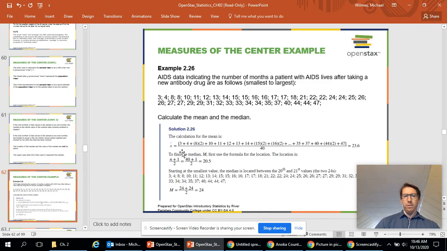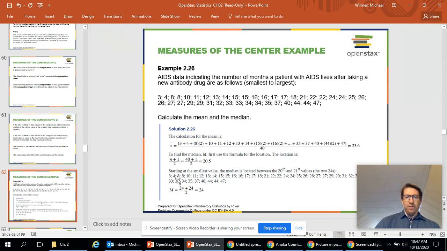So here's some work showing how to find the mean. We add them all together, then divide by how many values there are. Notice if there are two 16s, instead of taking 16 plus 16, they just take 16 multiplied by 2, because repeated addition is multiplication.